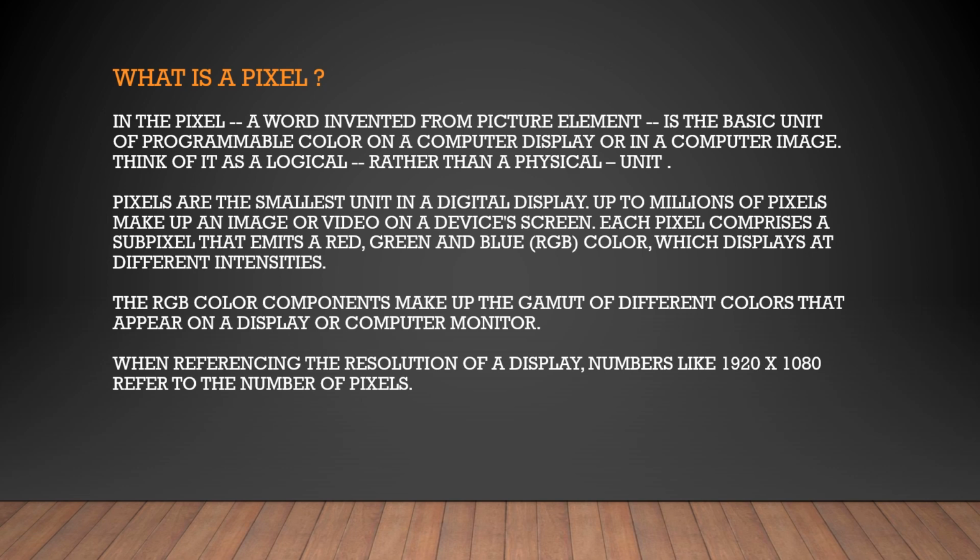Each pixel comprises subpixels that emit red, green and blue, known as RGB colors, which display at different intensities. The RGB color components make up the gamut of different colors that appear on a display or computer monitor. When referencing the resolution of a display, numbers like 1920 x 1080 refer to the number of pixels.